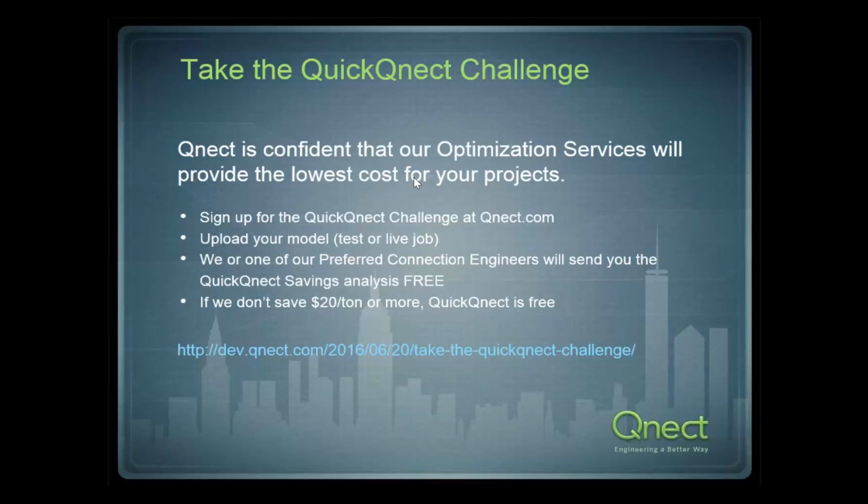We or one of our preferred connection engineers will send you the QuickQnect savings, just like I showed previously, for free. We'll just let it rip. We'll send it over to you, and you will see all of the data required. And if we don't save $20 per ton based on the baseline that you specify, then you can use QuickQnect for free on that job.